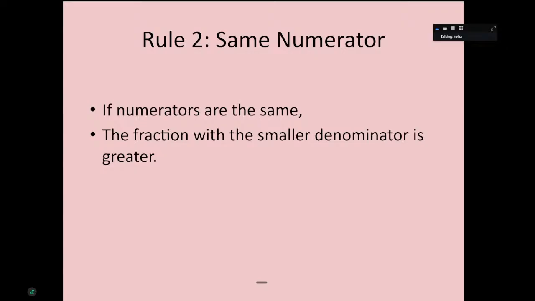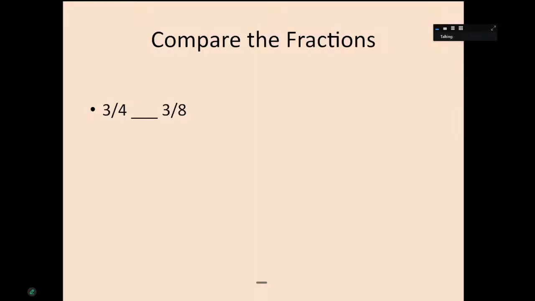So the second rule is, if the numerator, which is the top number, is the same, then the fraction with the smaller denominator is bigger. So, for example, since these numerators are the same, when looking at the denominators, 4 and 8 are different numbers. And since 4 is less than 8, it means that it's the greater fraction.